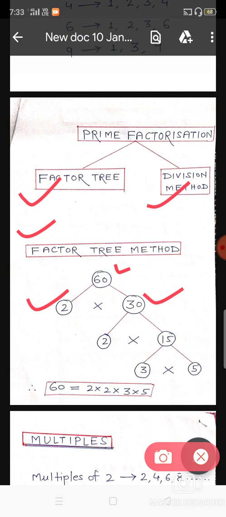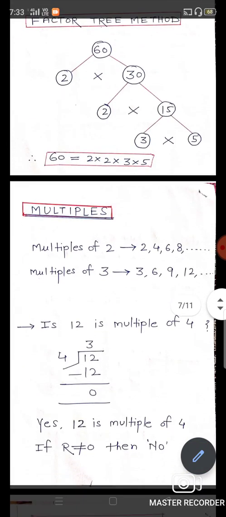2 is a prime number, so you will leave it here. 30 is a composite number, therefore you will split again. 2 into 15. Okay. 2 is a prime number, 15 is a composite number, so you will split 15 again. 3 into 5. Okay. Now you have obtained that 60 can be written as 2 into 2 into 3 into 5. And all these numbers are prime. Like this you will find the prime factors of the given numbers. Right. Let's move to next.